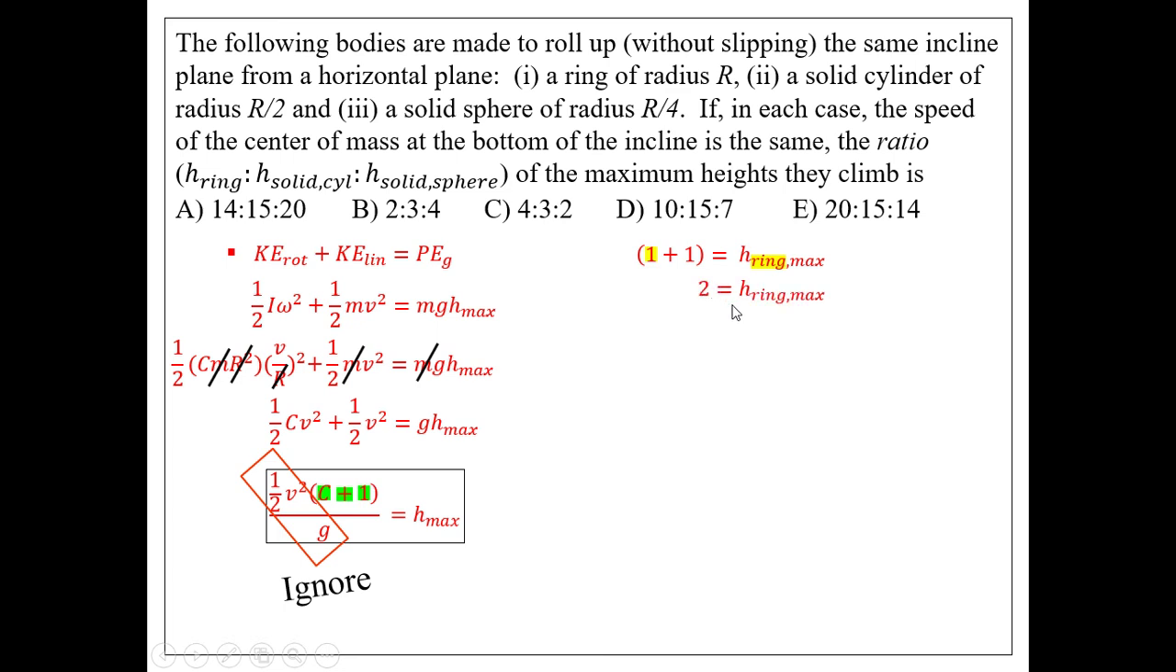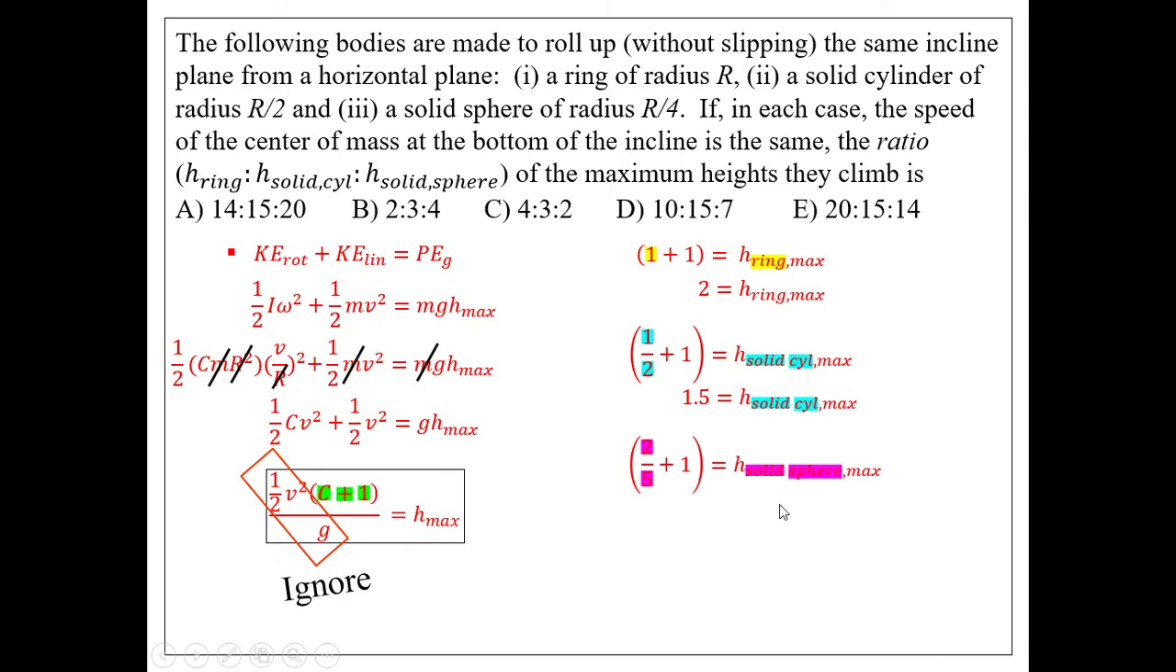And I can do the same skill really here for the solid cylinder. Well, the shape for the solid cylinder has a coefficient of 1/2. 1/2 plus 1 is just 1.5. And I want to do it again for the third shape, which is a solid sphere. Well, the coefficient for a solid sphere is 2/5, which is 0.4, right? 2 over 5 is 0.4 plus 1, which is 1.4, right?